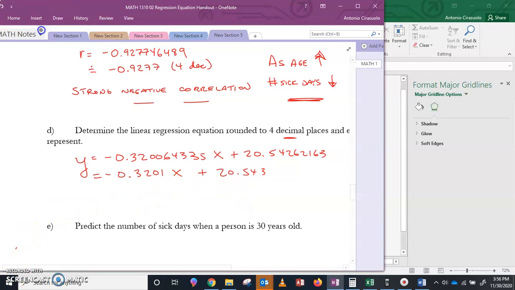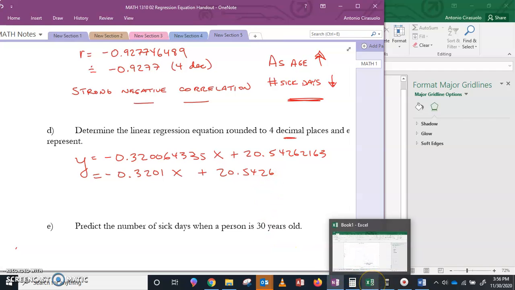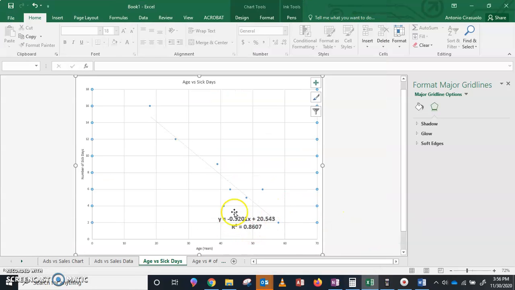Oh, I realized that was 3 decimal places. 5426. Now the regression equation on the chart was 3 decimal places here and 4 decimal places here. So it looks very similar. Okay, it's just a rounding thing. But you see that we're actually bang on.